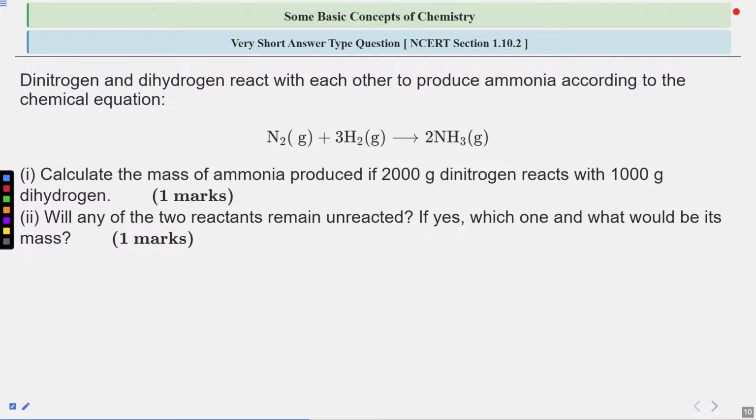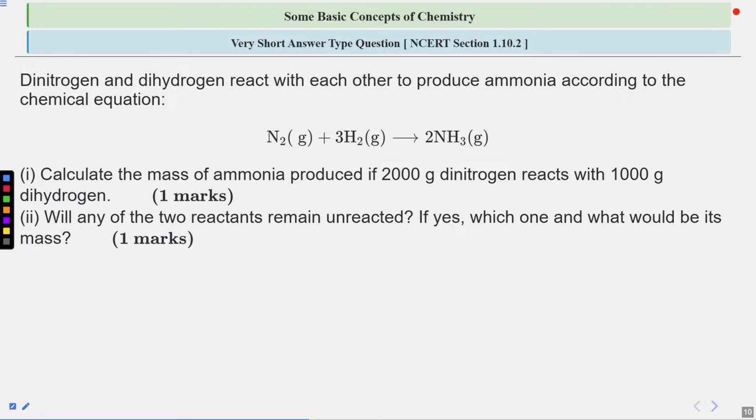So here is a very short answer type question. It is basically from the NCERT section 1.10.2. Okay. So here what you have to do is to see which is the limiting reagent. Okay, which is the limiting reagent of all. How we'll do it? We have to use the stoichiometric calculation.